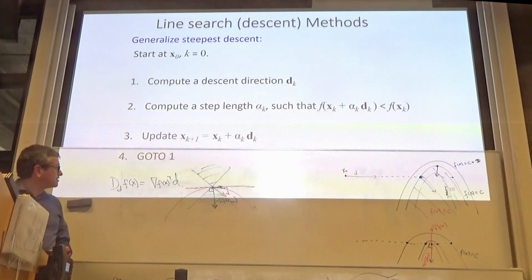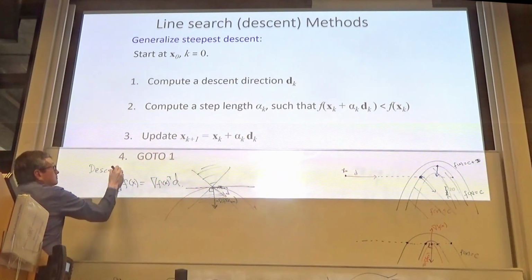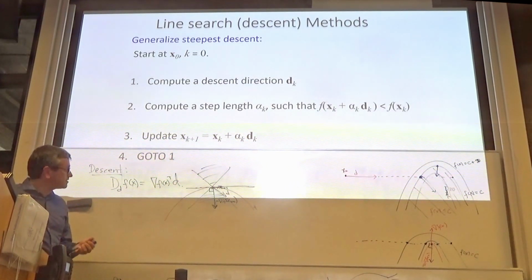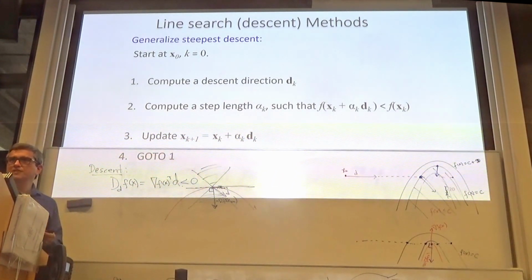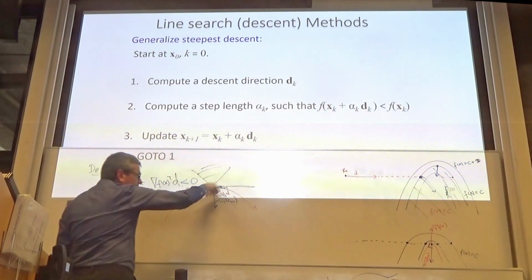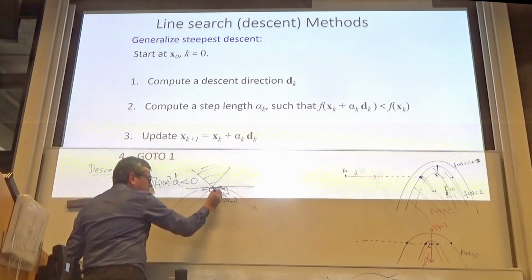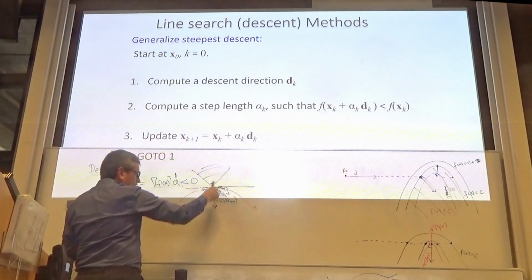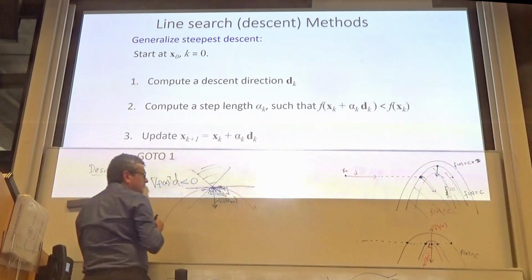To be a descent direction, this quantity needs to be negative. And that means half of them are descent. All the directions that go below this line are descent directions, because the inner product with the gradient is negative.